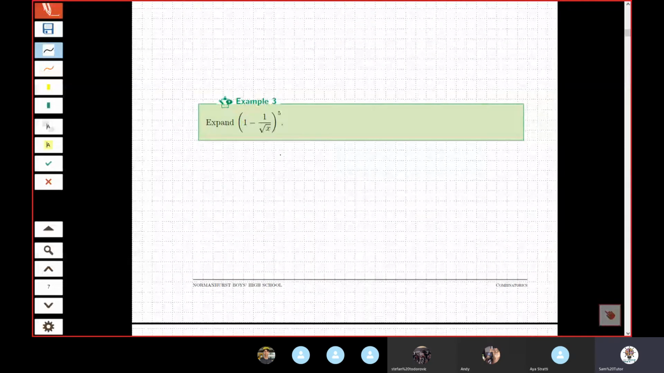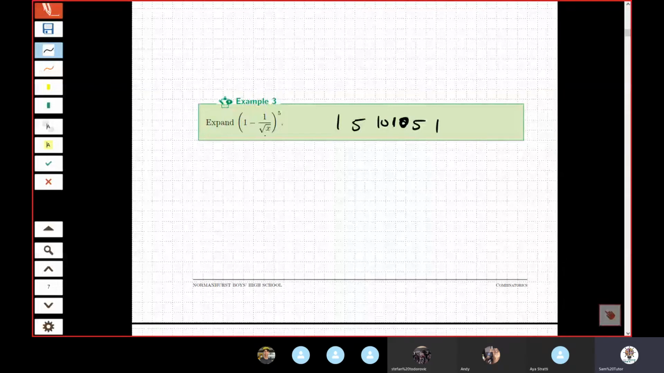Okay, so if I was to do this, again, I'll have to work out my coefficients. That's the first thing you've got to do, which is 1, 5, and then it should be 10, and then 10 again, and then 5, 1. So 1, 5, 10, 10, 5, 1. Let's see if you guys agree with my expansion here.